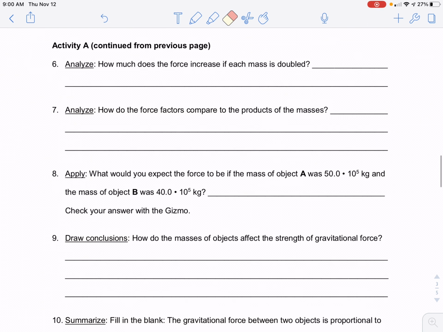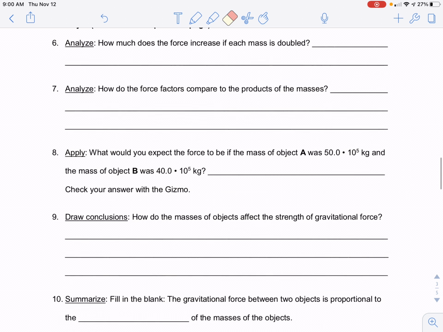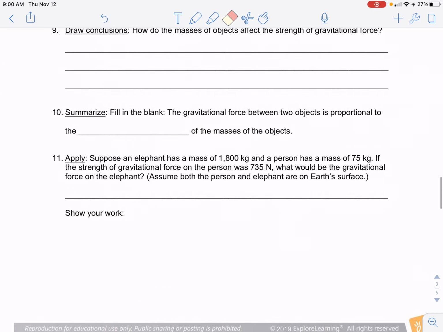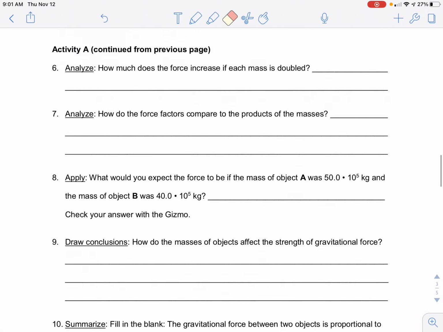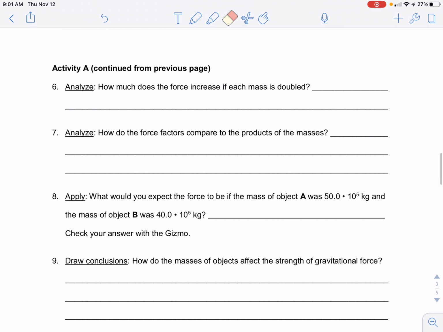At this point, I want you to begin to complete the application, analysis, and conclusion and summary for Activity A. Do the best you can, and in Monday's class next week, we will go over the rest of this so that you can compare what you have.